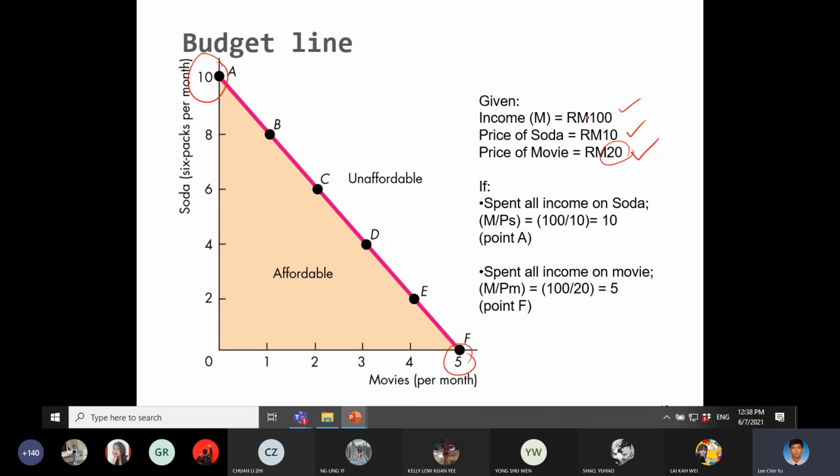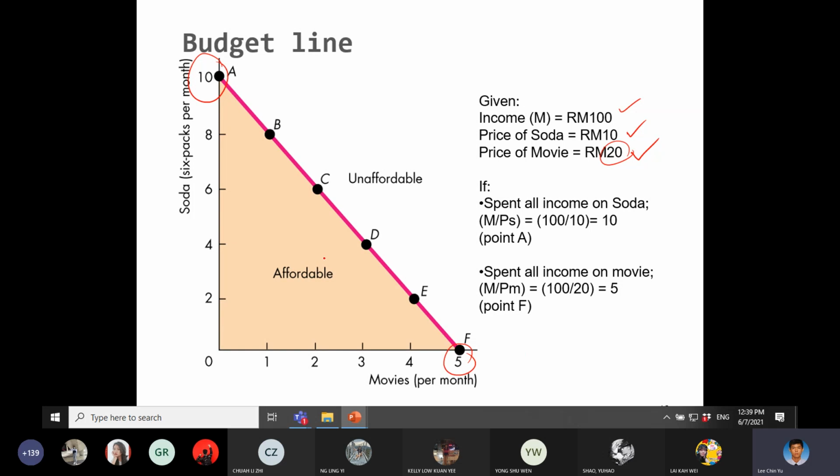So because the price and the income are fixed, you can draw a straight line, downward sloping. Why must it be downward sloping? Because as you increase the number of movies, your ability to buy soda will be reducing, because you split your income between the movie and the soda. So the number of sodas that you can purchase will be getting less and less. So it should be a straight line, downward sloping.